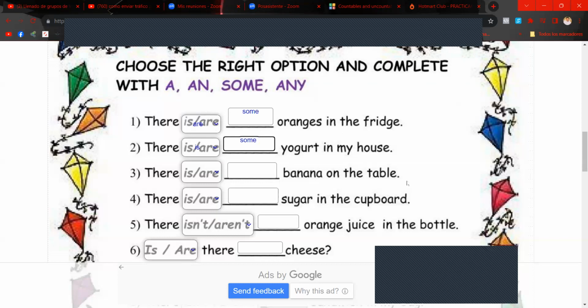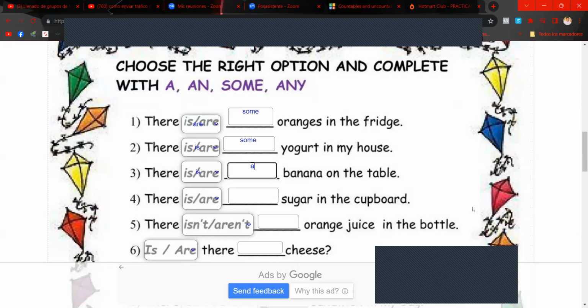There is a banana on the table. Creo que hice una versión parecida al inicio de la clase. You have to tell me the correct alternative. What do you think here? Tell me. There are what here? Come on, man. There is a banana on the table. You have to say is here because banana is singular, right? Yes, there is a banana on the table. There is a. Yes, because I talk about one, right?